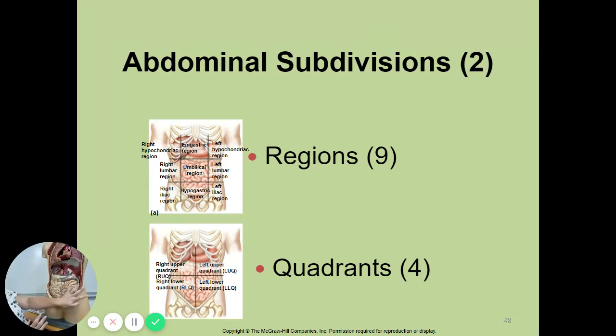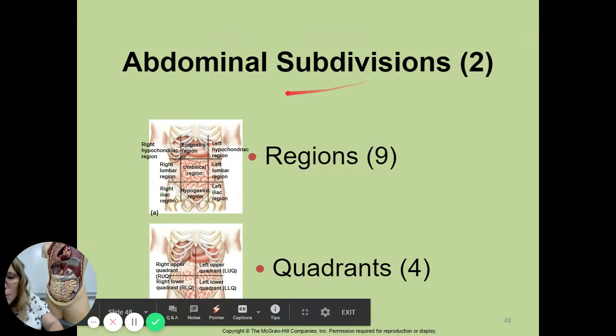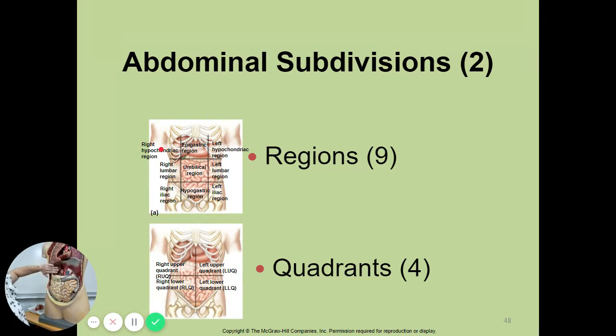So everything on this side is right side, everything on this side is left side. The first 2 top side regions are going to be the hypochondriac. Hypochondriac means below cartilage, and specifically below cartilage of the ribs. So right here is the right hypochondriac. Right here is the left hypochondriac.